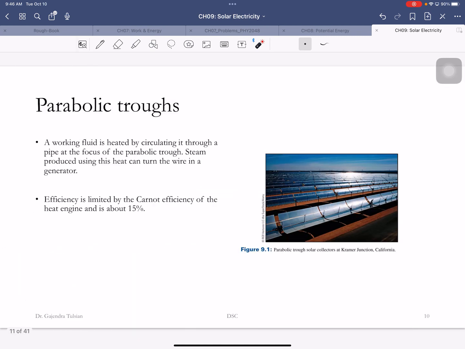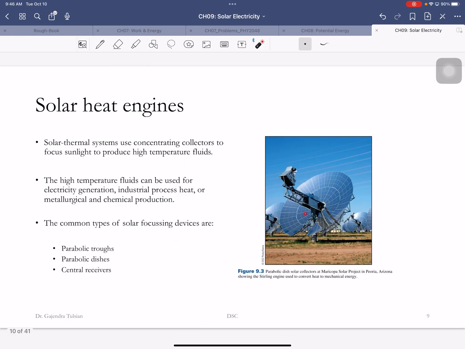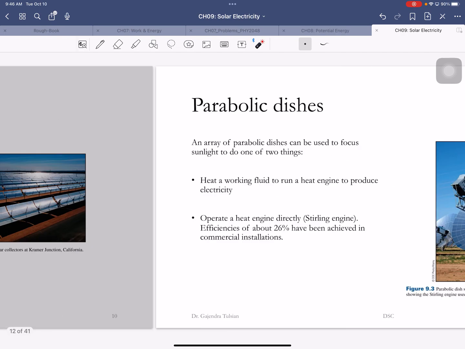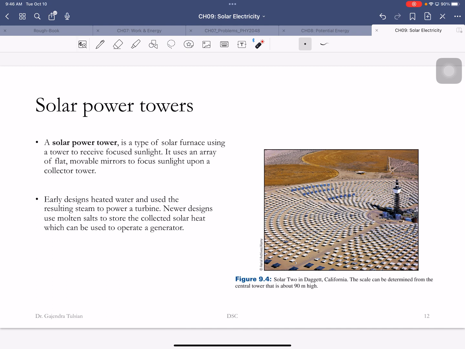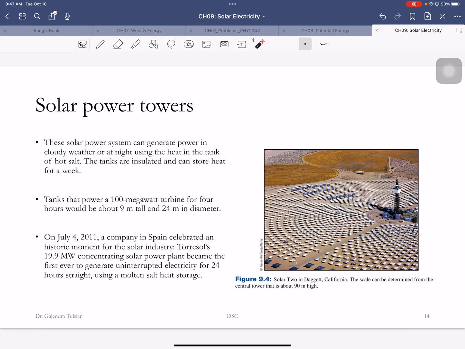So even this kind of devices are more expensive than photovoltaics. They serve the purpose of, they can act like batteries. You can store heat in the salt there. Okay? And the tanks are insulated and can store heat for a week. Okay? So you could always heat the salt during the day, and when at night the sun is not shining, you can use the heat stored to produce electricity.